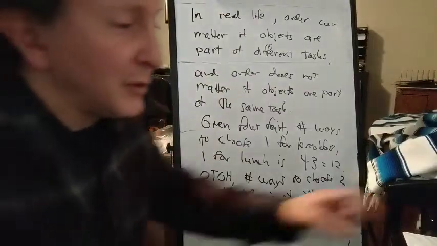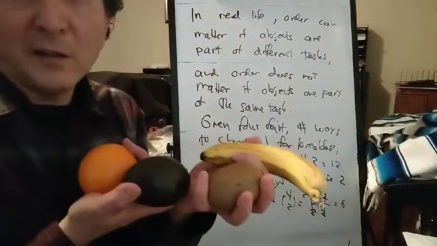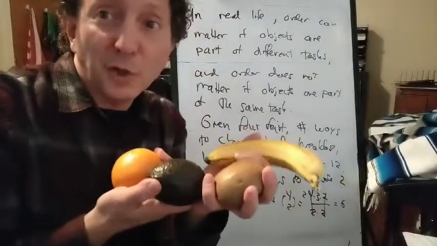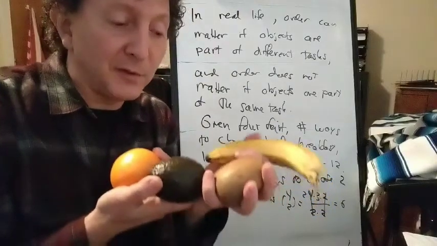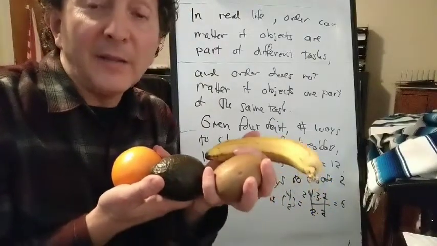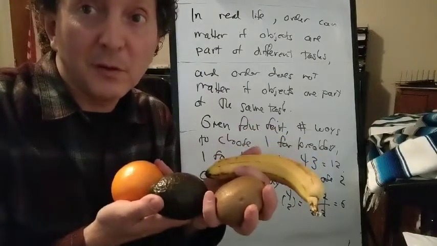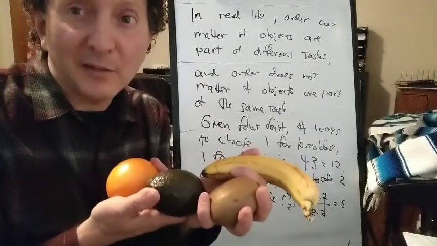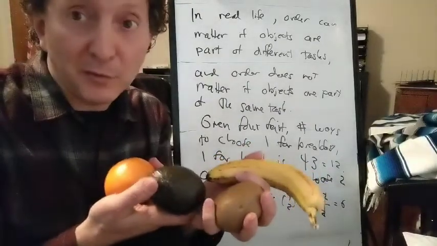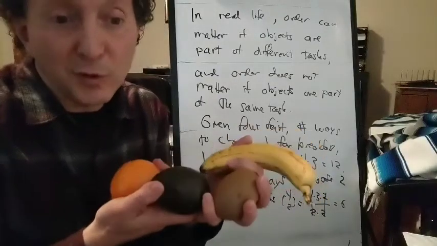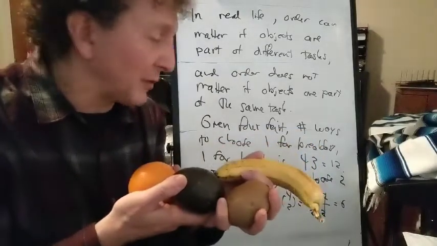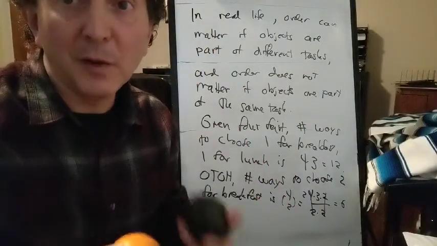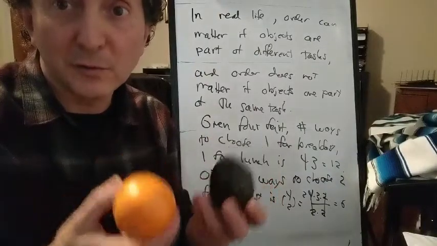The difference between these two situations is that on one hand I'm choosing 1 fruit for breakfast and 1 fruit for lunch, which are 2 different tasks. Eating 1 for breakfast, eating for lunch. In the second example, I'm choosing 2 for breakfast. They're both part of the same task. When they're part of the same task, the order doesn't matter. When they're part of different tasks, we have to know which one is being chosen for the first task and which one is being chosen for the second task. Because orange for breakfast and avocado for lunch is different from avocado for breakfast and orange for lunch.